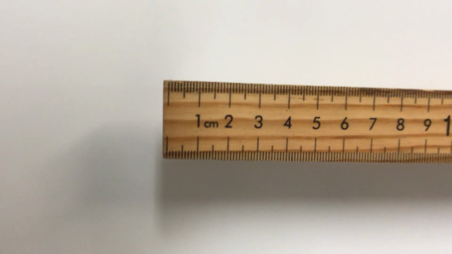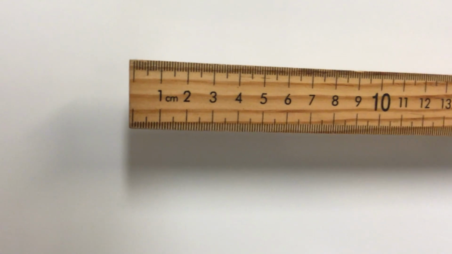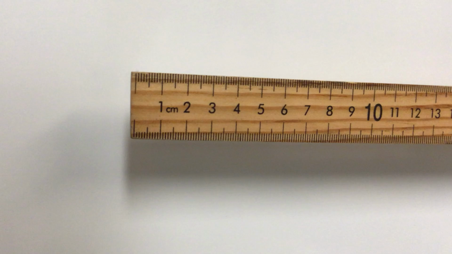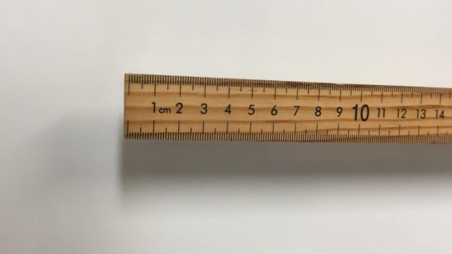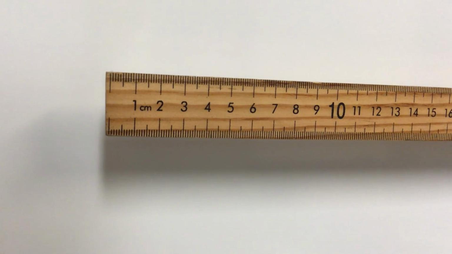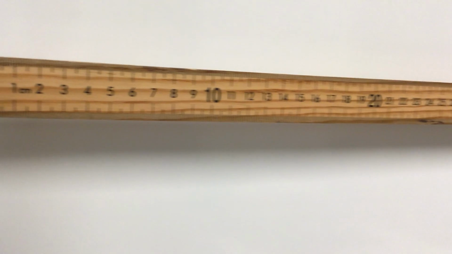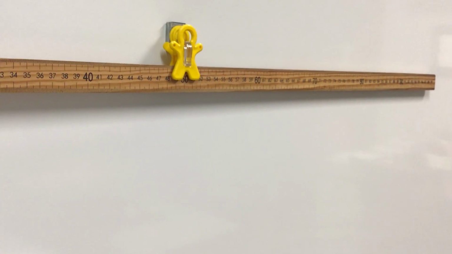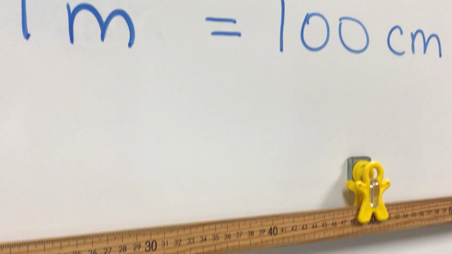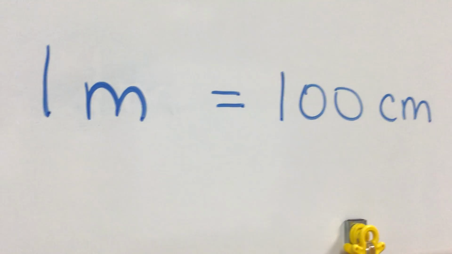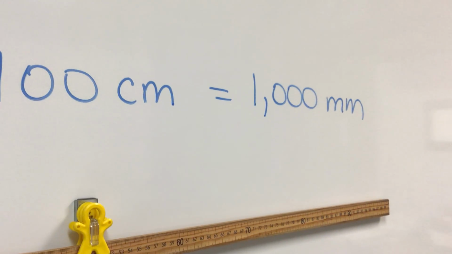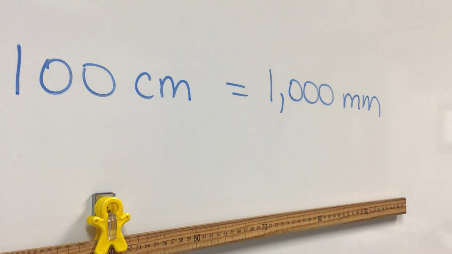So if you look at my meter stick, if I have 100 centimeters and I multiply that times 10 for the millimeters, 100 times 10 is 1,000 millimeters in a meter. So these are some of the things we're going to need to know for today's lesson. What I just said: 1 meter is equal to 100 centimeters, which is equal to 1,000 millimeters.